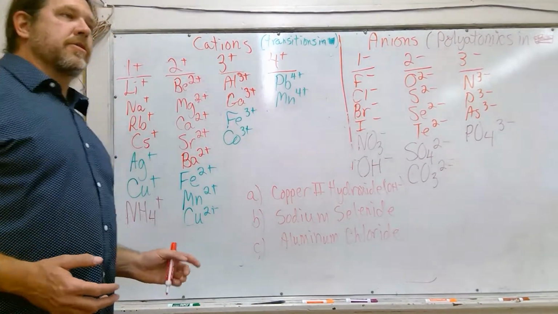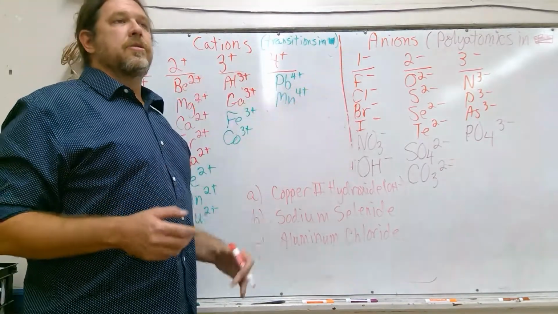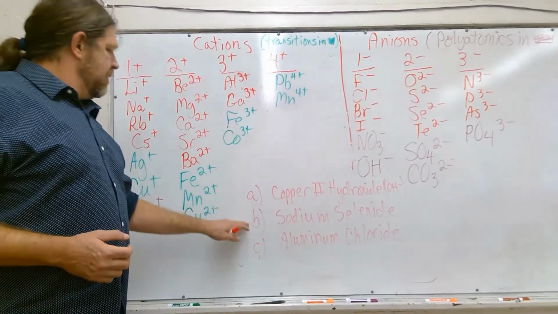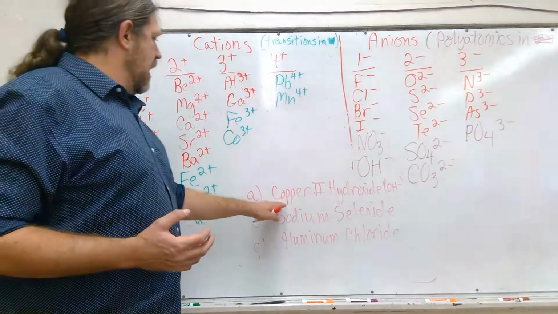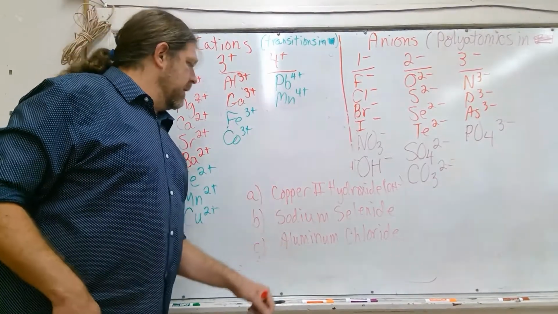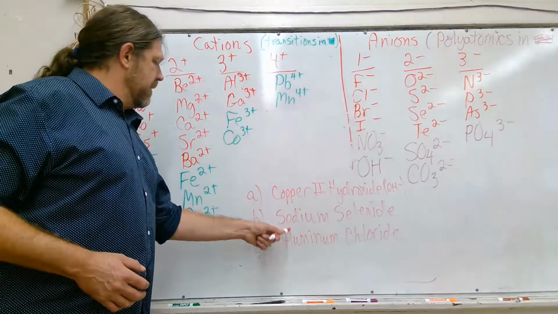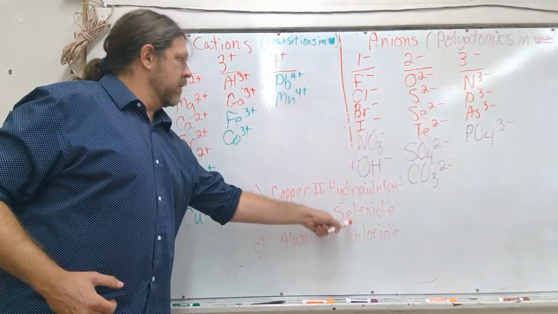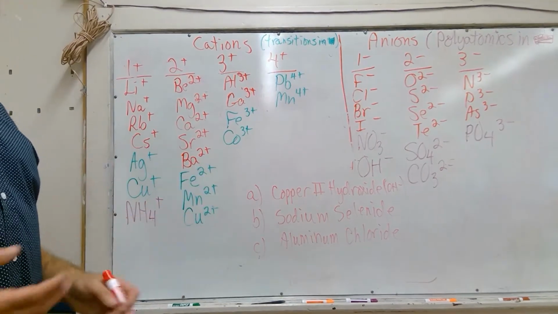So let's practice this idea of making ionic bonds form particular compounds. I've given 3 samples here of ionic compounds: copper-2 hydroxide, sodium selenide, and aluminum chloride. So in each case, we of course have the metal cation first in the name, and we have the non-metal anion on the right. So our formulas would reflect that.